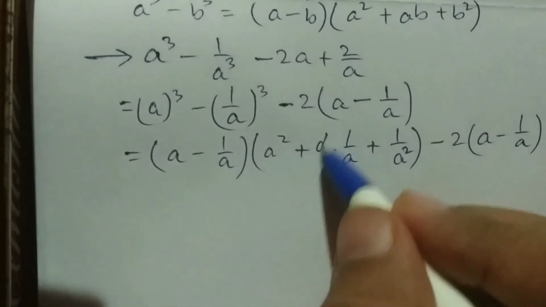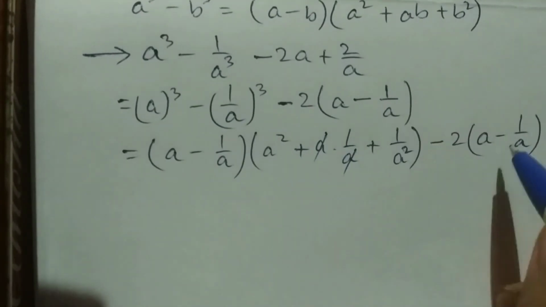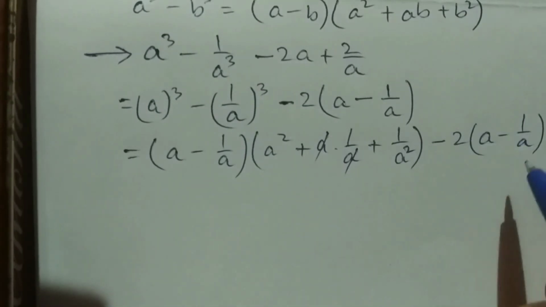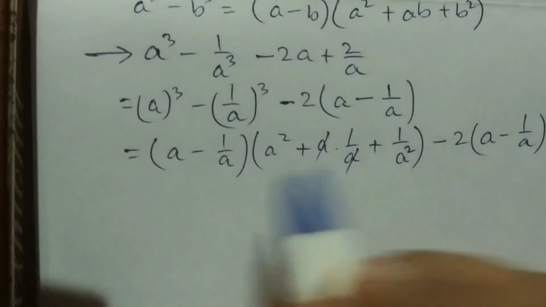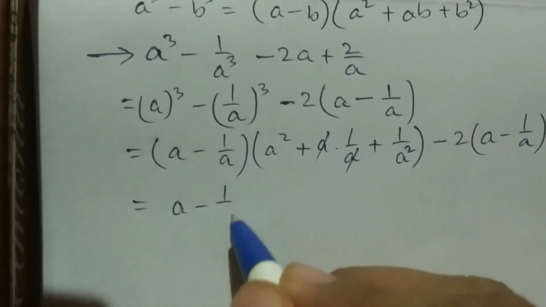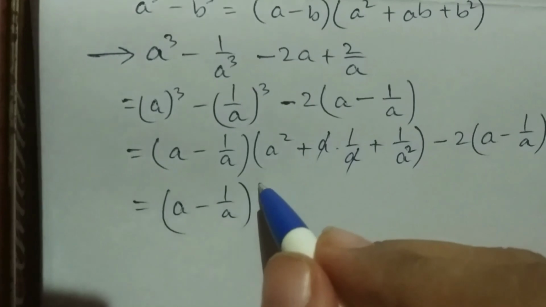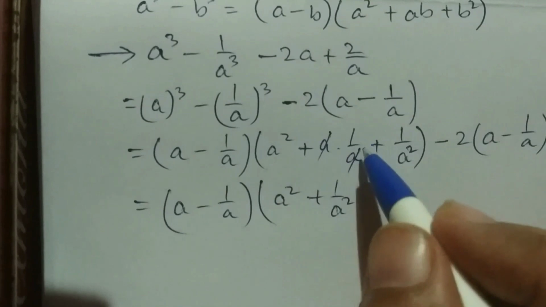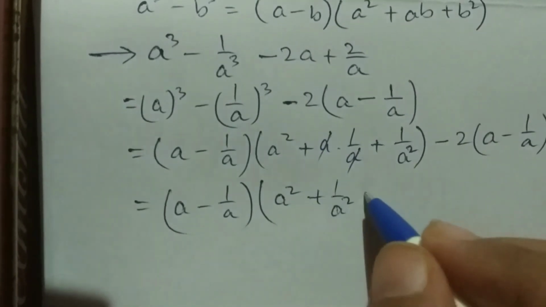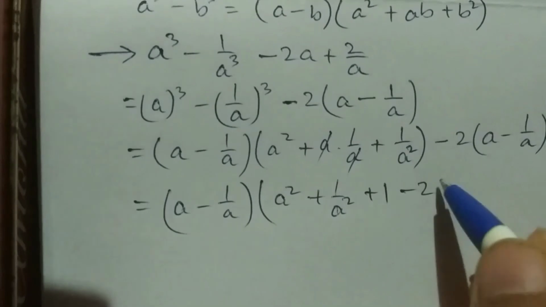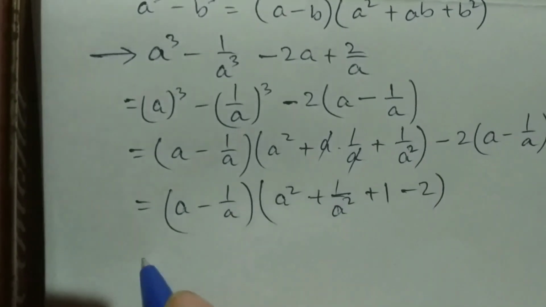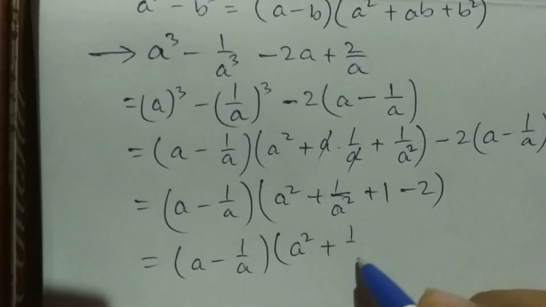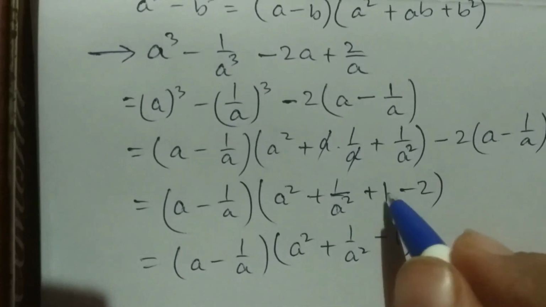Here a and a will be cancelled out, and here you can see this is a binomial. This is one term and this is another term. For both the terms, a minus 1 by a is a common term. So I'm taking a minus 1 by a as common. And here a square plus 1 by a square, and a cancelled out, so only 1 is remaining, so plus 1 is left out, and here minus 2. So that will be equal to a minus 1 by a into a square plus 1 by a square minus 1. So plus 1 minus 2, that means minus 1.